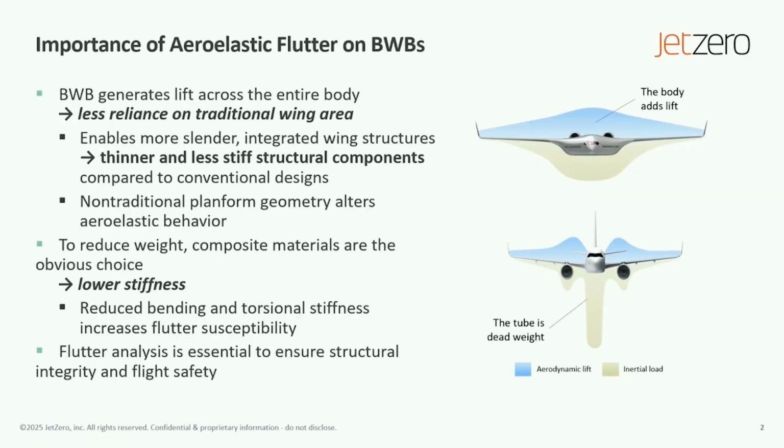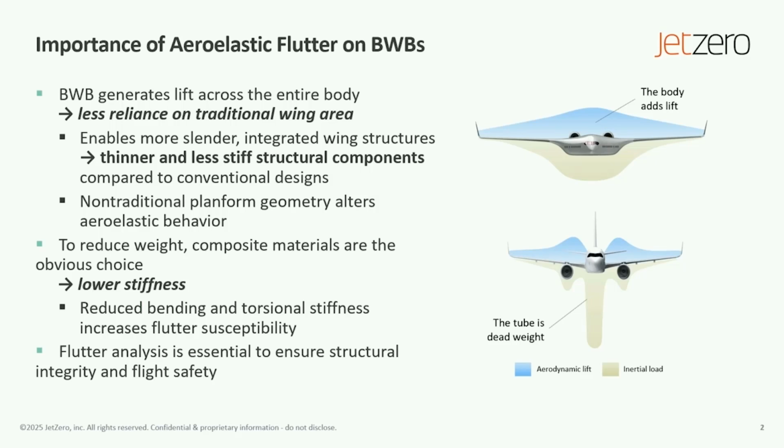What's the importance of flutter on BWBs? There are 2 major reasons. The first one is that the BWB generates a different lift distribution compared to a traditional tube and wing aircraft. It creates more lift across the entire body, so there's less reliance on a traditional wing area. That enables a more slender wing with integrated wing structures, which can mean thinner and less stiff structural components compared to conventional designs. And so this non-traditional planform geometry alters the aeroelastic behavior a lot.